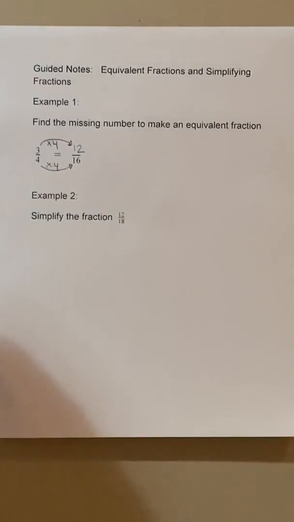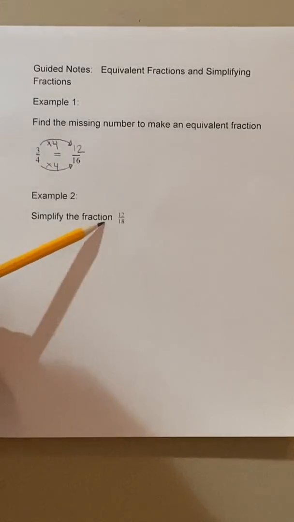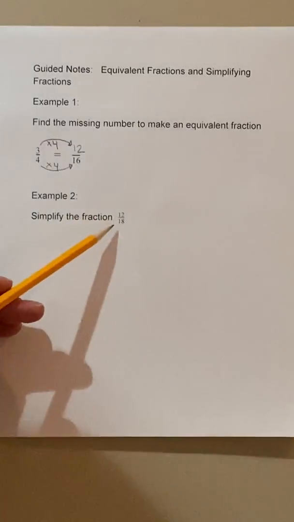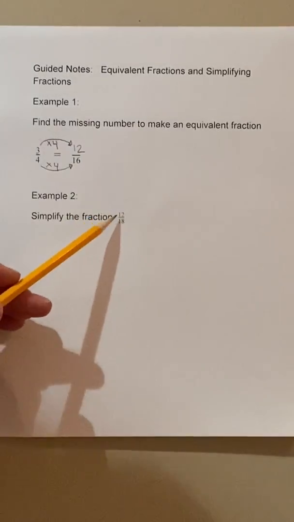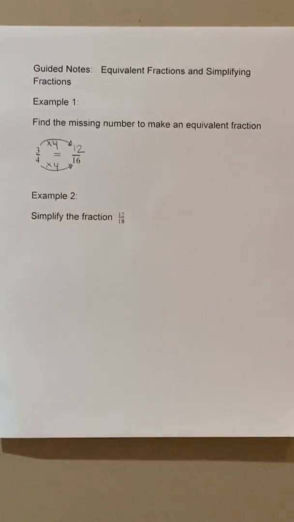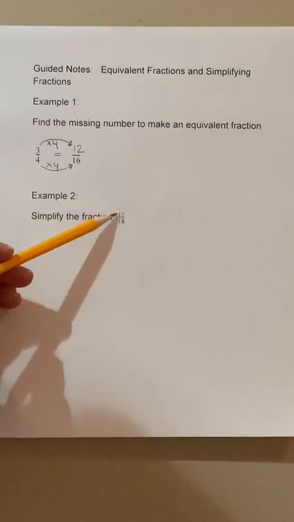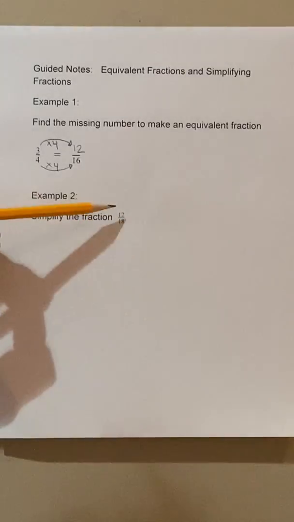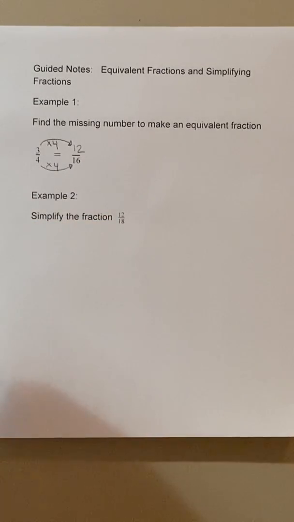Now let's look at example number 2. Example number 2 says simplify the fraction 12/18. Here we're going to be doing the opposite. I want to make smaller numbers that make the fraction equivalent to 12/18. What I'm going to be looking to do in this case is dividing each of these numbers. I need to find a number that I can divide both the numerator and the denominator by.